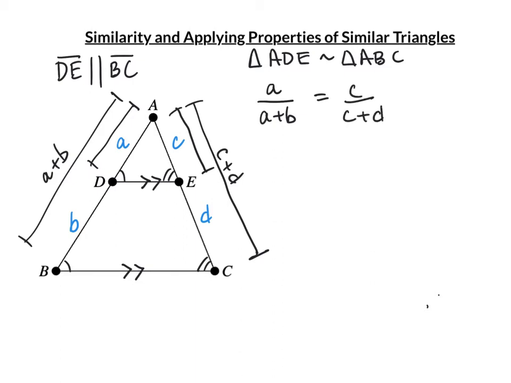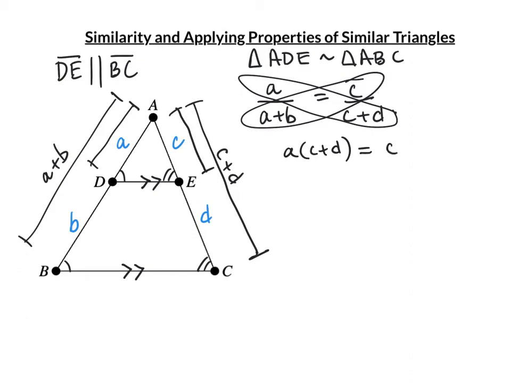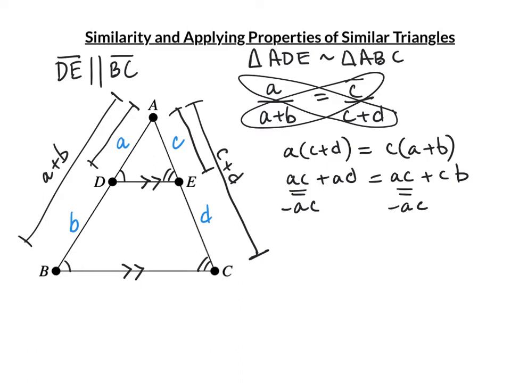If we cross multiply, we take A times C plus D and C times A plus B. Those two things are equal. Well, let's distribute. AC plus AD equals AC plus CB. Notice how each side has AC on it. We could take off that AC from each side, and I get AD equals CB.